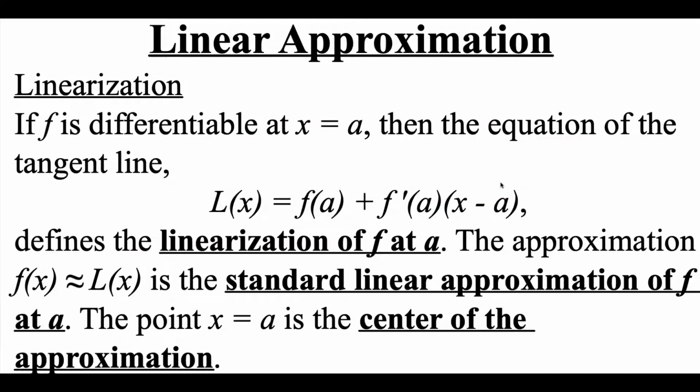So if f is differentiable at x equals a, then the equation of the tangent line, this linearization that we just looked at, we can call it L of x, equal to f of a plus f prime of a times x minus a. That's called the linearization of f at a. And then the approximation f of x is approximately equal to this linearization at x. That's called the standard linear approximation of f at a. And that point x equals a is called the center of the approximation.